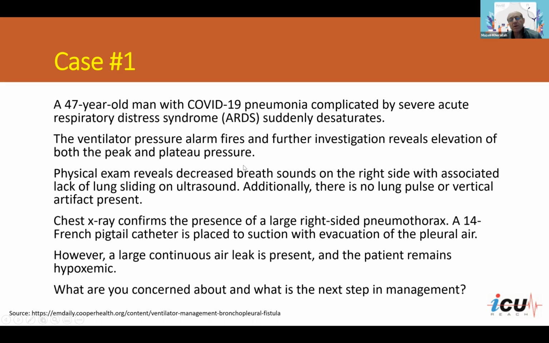Ventilator pressure fires, and further investigation reveals elevation of both the peak and plateau pressure. Physical examination: decreased breath sounds on the right, and an ultrasound examination shows lack of lung sliding, and there is no lung pulse or vertical artifact present. X-ray confirms right-sided pneumothorax. They put in a chest tube and put it under suction. However, a large continuous air leak is still present, and the patient remains hypoxemic.